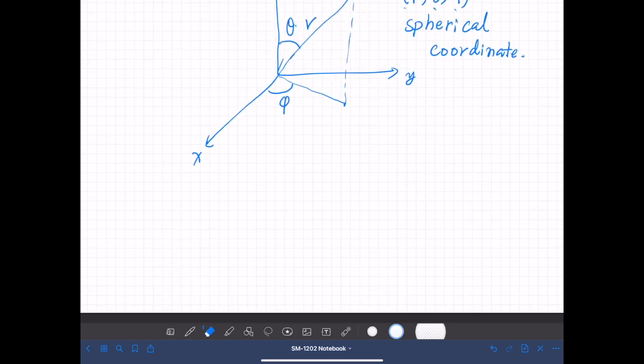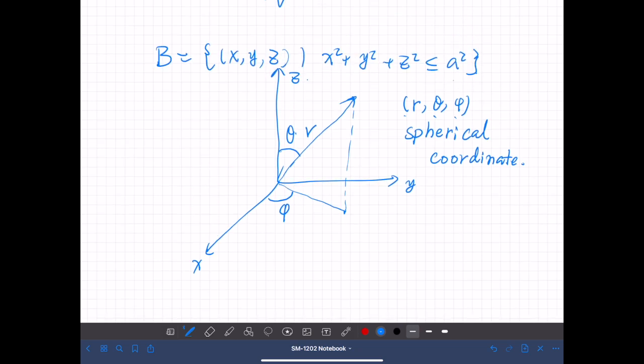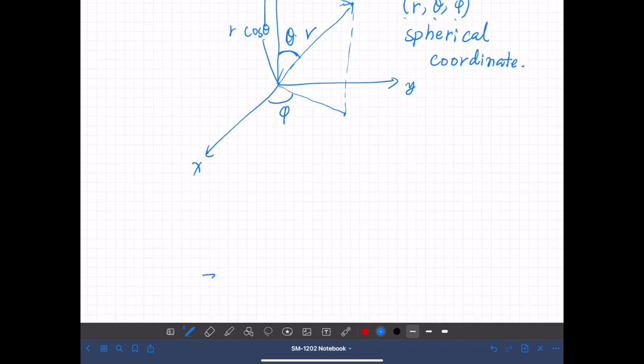So how do we transform to x, y, z from r, theta, phi? That is actually defined as this. So z is easy. If we project this point onto the z-axis, this length should be, since this is theta, cosine theta times r. So z is r cosine theta.